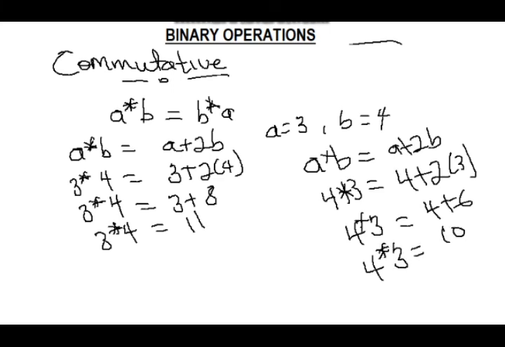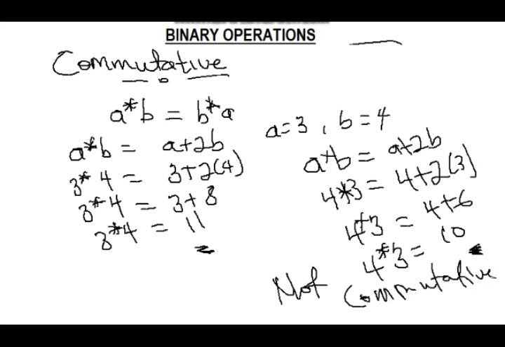So we can see clearly that 3 star 4 is giving us 11, and 4 star 3 is giving us 10. They are not the same, which means that it is not commutative. That is all. We'll be solving more questions later, but I just want to explain for now.